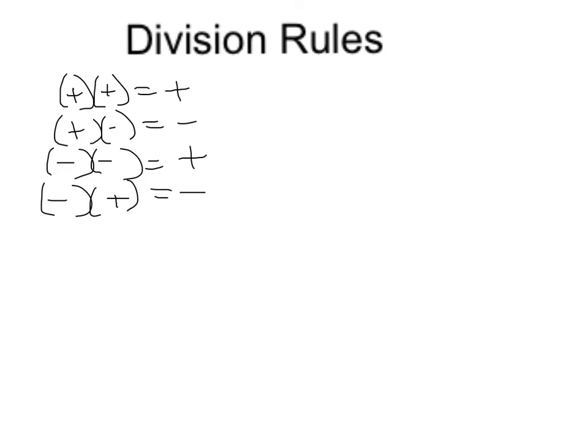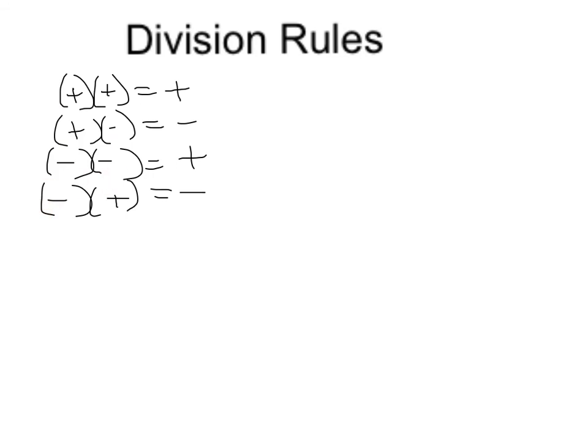We're going to discuss quickly the division rules. First, I'm just going to repeat my multiplication rules for us. When you multiply two positives, your answer is positive. Whenever you're multiplying a positive times a negative, your answer will be negative. Whenever you're multiplying two negatives, your answer is positive. It doesn't matter which number is bigger. Whenever you have two negatives or two positives, your answer is positive, and whenever you have a positive and a negative, your answer is negative.